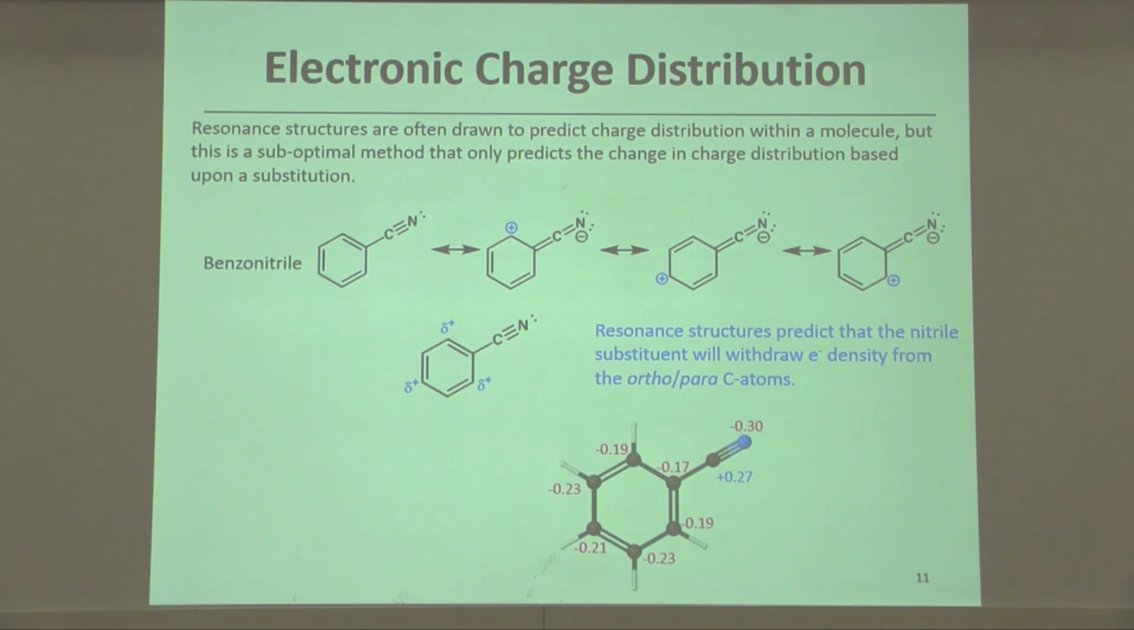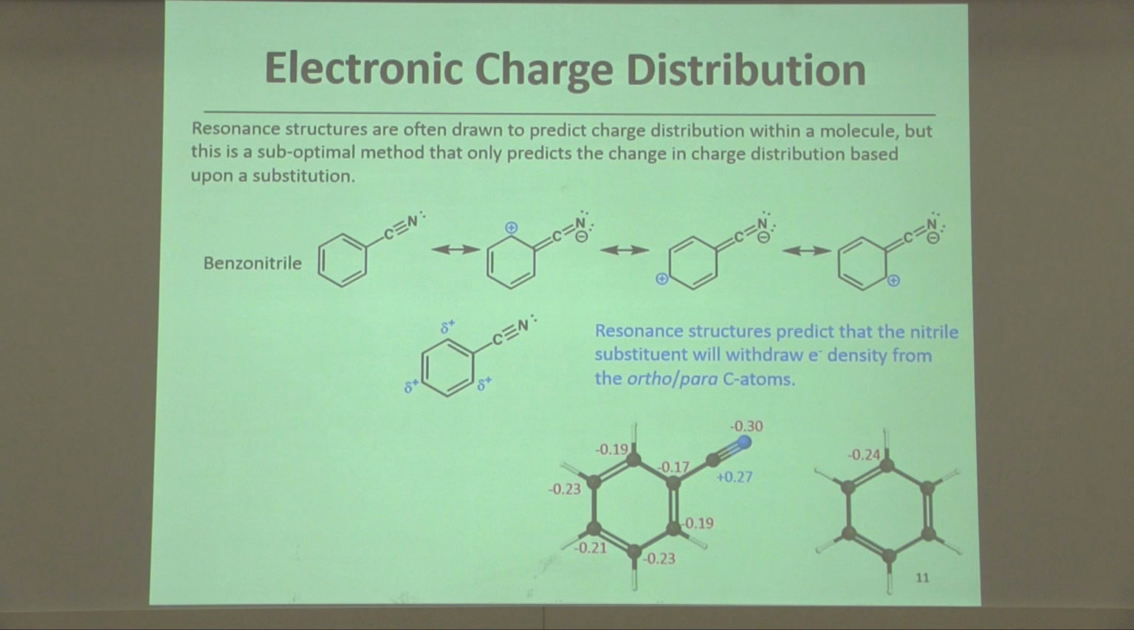It's also worth noting that none of our resonance structures can predict exactly what's happening at the ipso carbon, or the carbon to which the nitrile group is directly attached. The electron withdrawing nature of that substituent allows it, through the sigma bond, to withdraw electrons from the ipso carbon, making it actually the most positively charged, or positively affected, carbon atom of the ring itself. And so that's something we couldn't predict with the simple resonance structures alone.